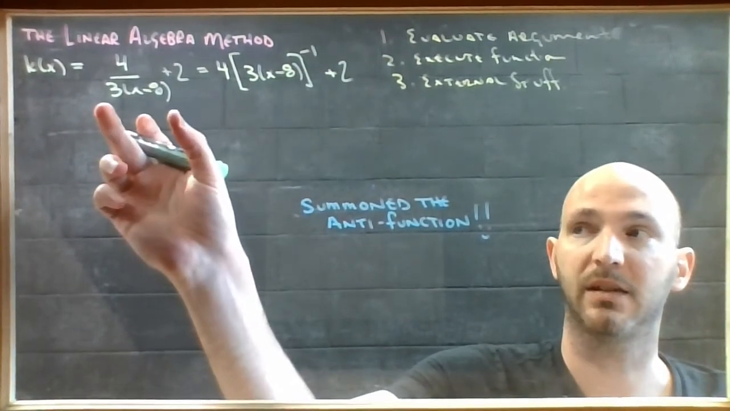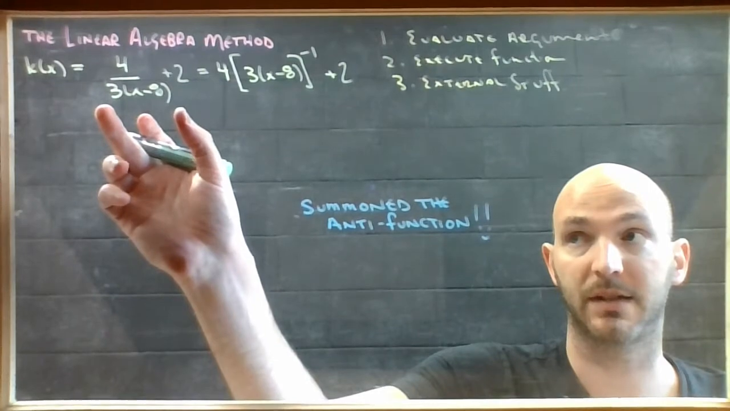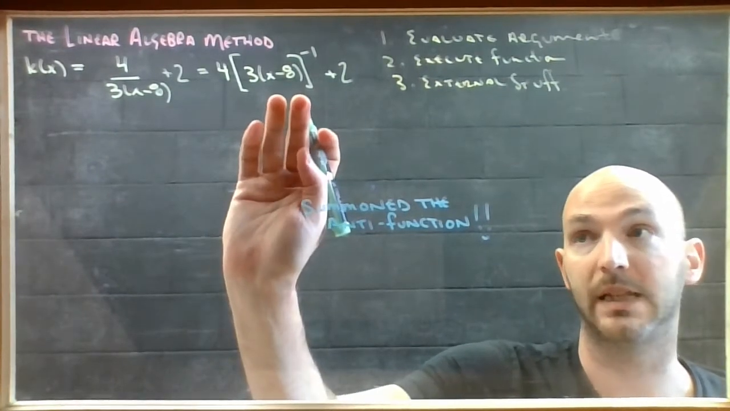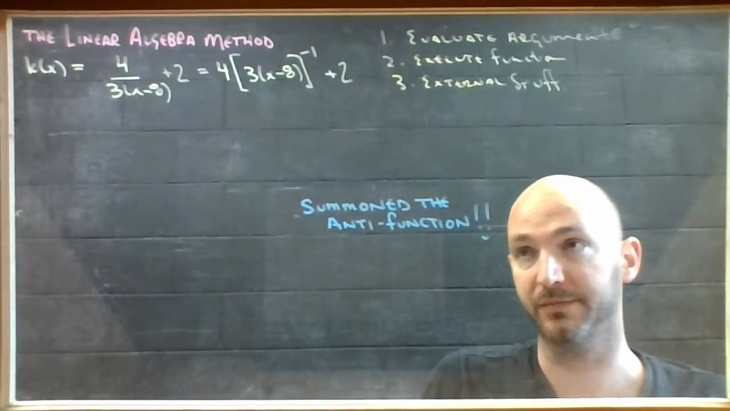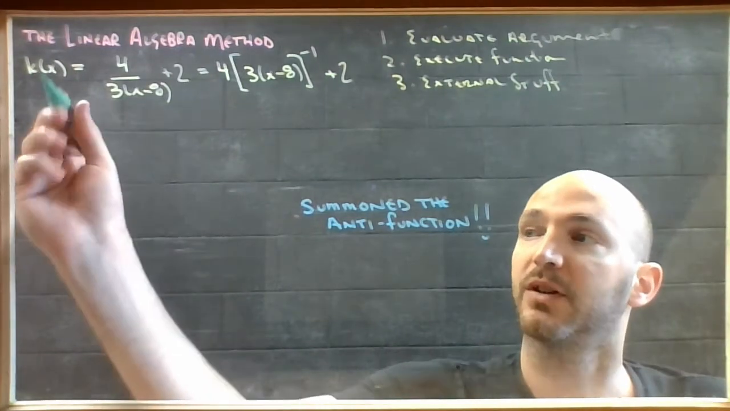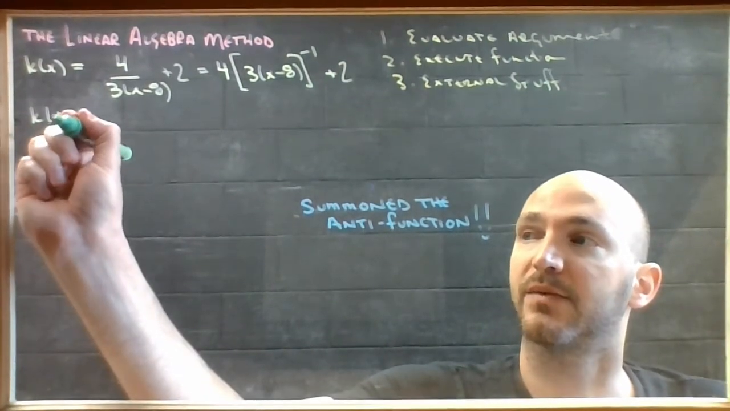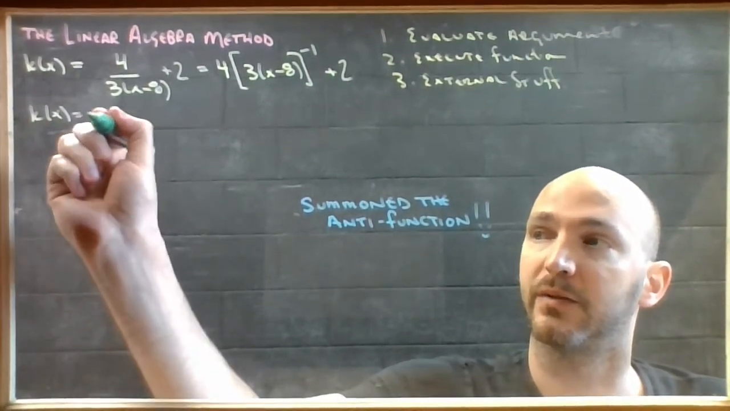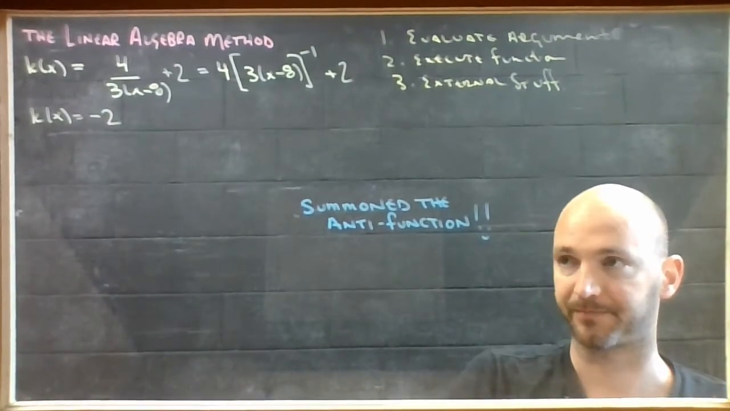So the 3, the x, and the negative 8 are all in the denominator. So they are all in the argument of this particular function. And we're going to try and find when this function is worth negative 2. So we're going to solve that.